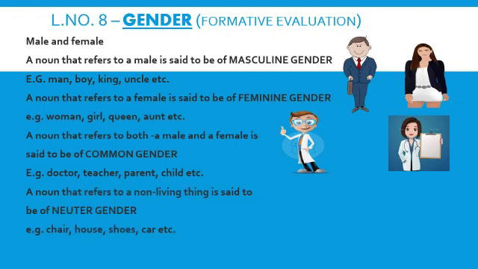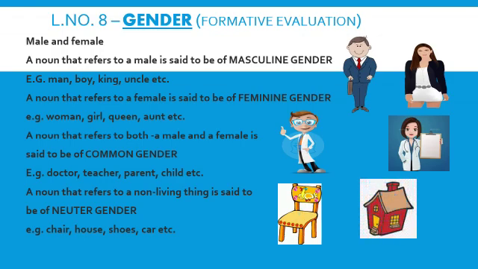A noun that refers to a non-living thing is said to be of neuter gender. Lifeless things, for example, chair, house, shoes, car, etc. So the things which do not have life fall in the category of neuter gender. So here we have studied the masculine gender, feminine gender, common gender, and neuter gender. Let's see what is there in the next slide. Here we have the list of words. We shall go through them.